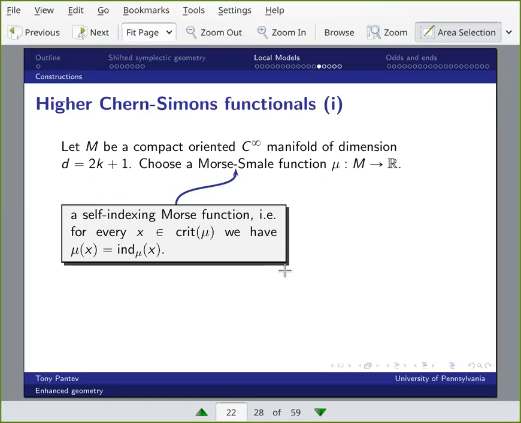So suppose that we have one of those odd-dimensional manifolds. Now to construct the potential realization of the moduli of local systems, I'm going to choose a Morse function. So it's going to be a differentiable function on M, which is Morse and self-indexing. So if it has a critical point, then the value of that critical point will be equal to its index. So by Smale theory, we know that these Morse-Smale functions always exist. So I'm going to choose one of them.